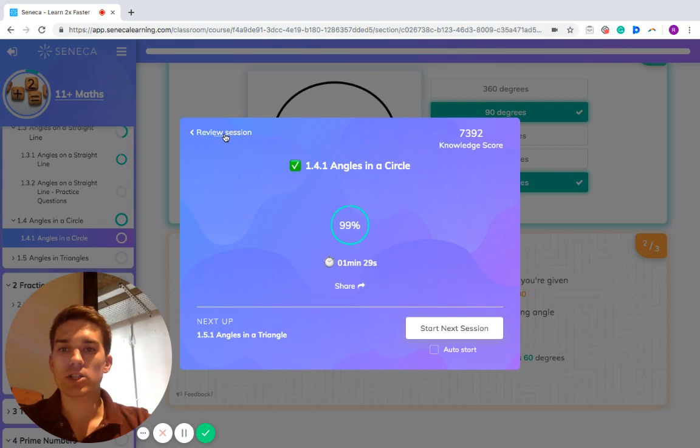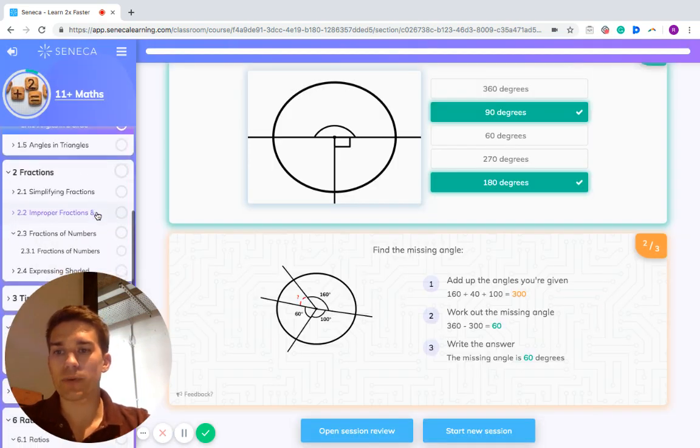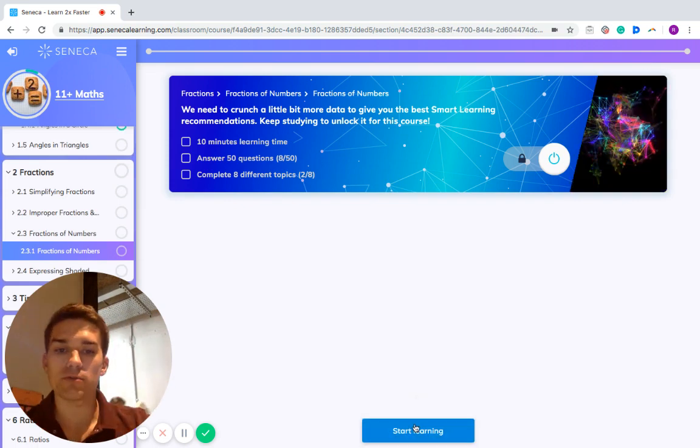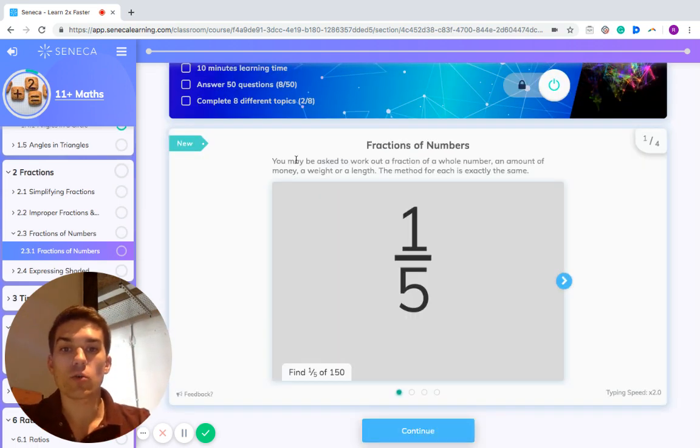So moving on swiftly to the next topic, let's have a look at fractions of numbers. It's another tricky topic that people tend to struggle with. You may be asked to work out a fraction of a whole number as an amount of money, or a weight, or maybe even a length. And the method each time is exactly the same.